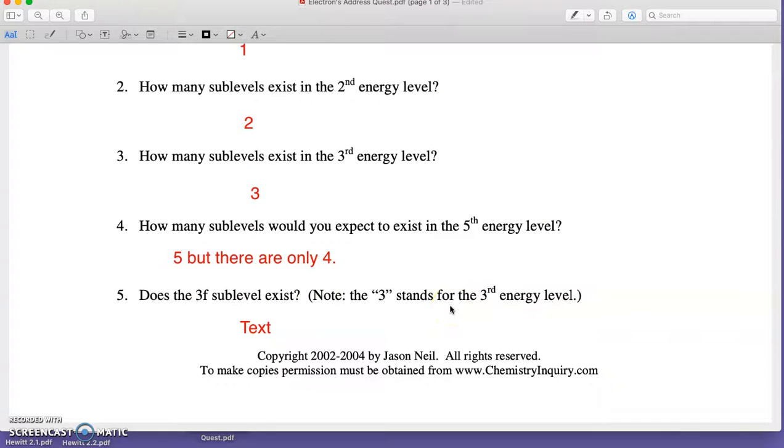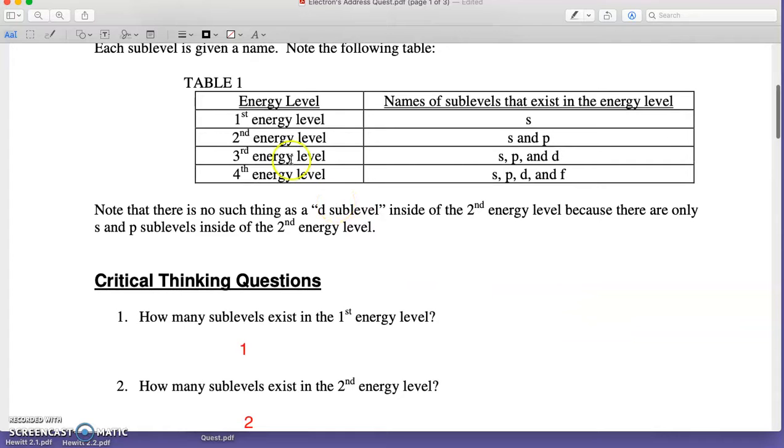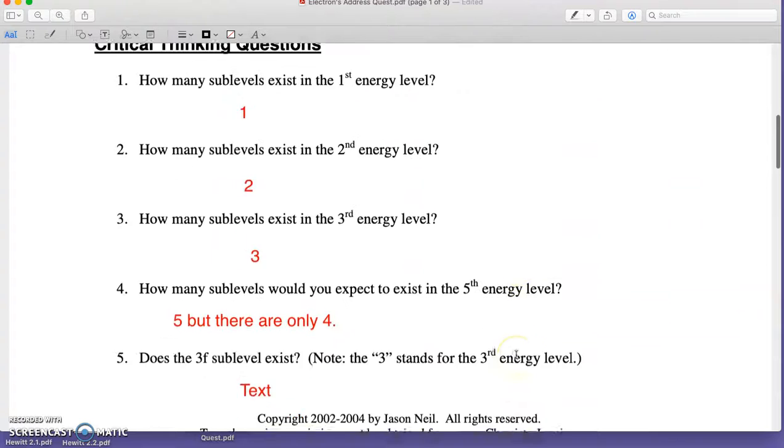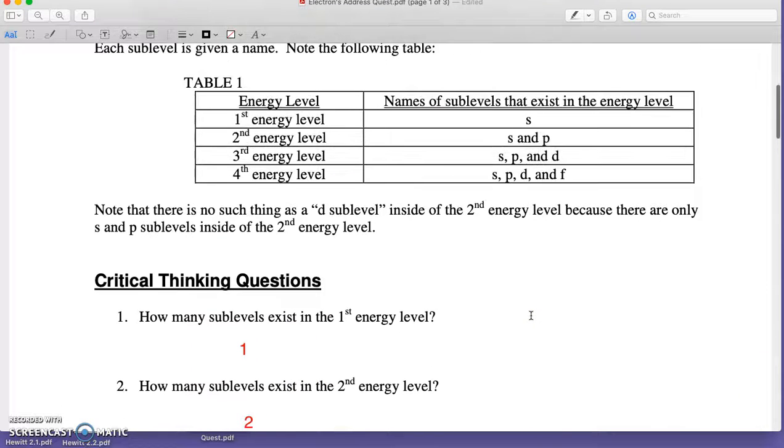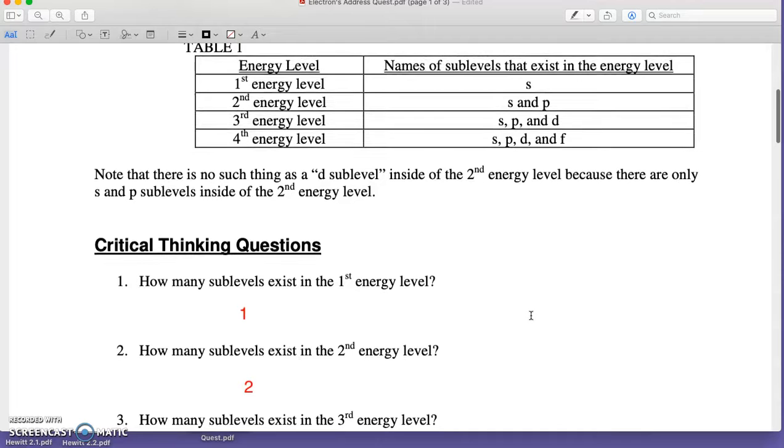Now, does the 3F sublevel exist? I look at the third energy level, S, P, and D, there is no F, so the answer is no, it does not. So we can have a 1S, we can have a 2S and a 2P, we can have a 3S, 3P, 3D, and we can have a 4S, 4P, 4D, and 4F. And that's where we stop.